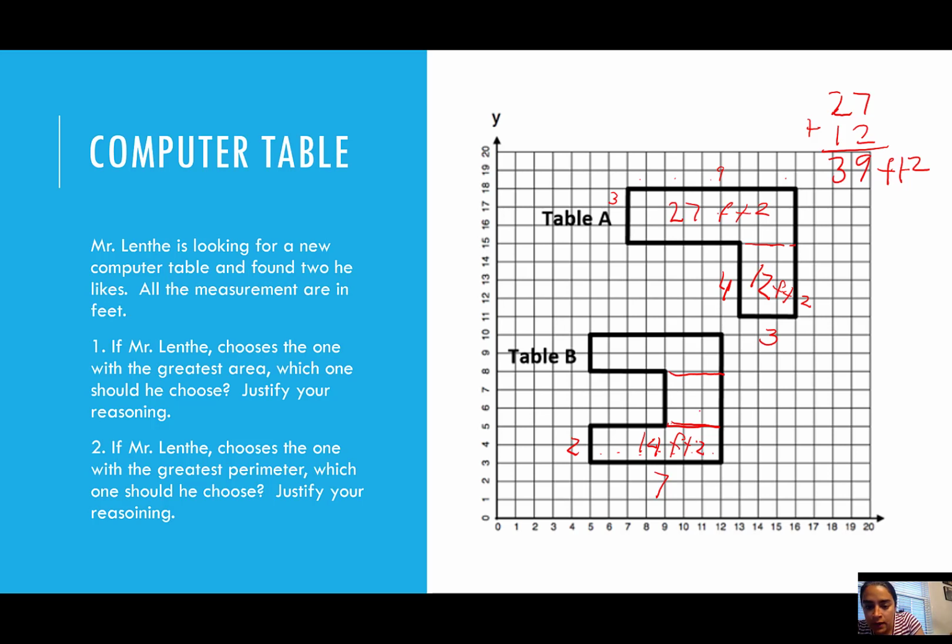feet squared. I have 1, 2 again. This is 1, 2, 3, 4, 5, 6, 7. Again, this is 14 feet squared. And then if I look at the middle, I have 1, 2, 3 by 1, 2, 3, this would be 9.